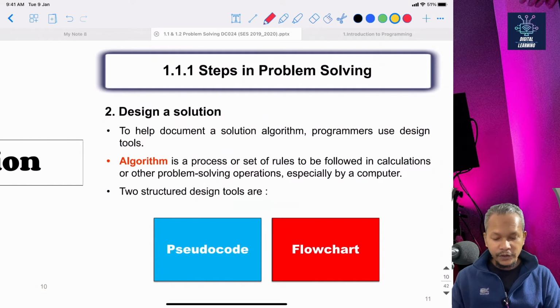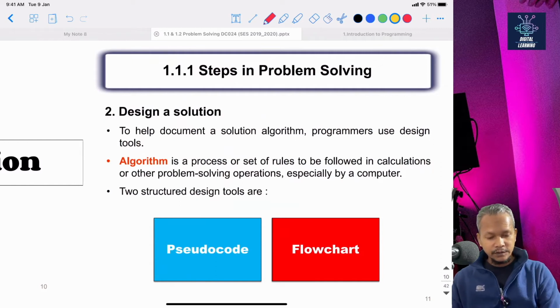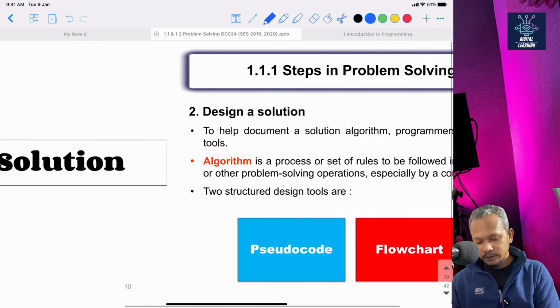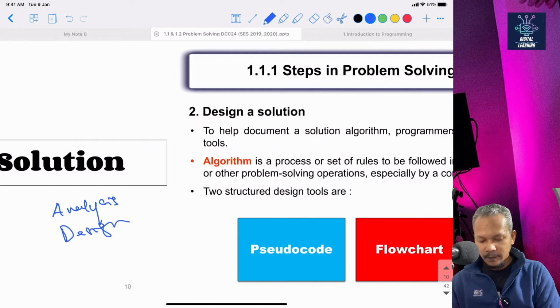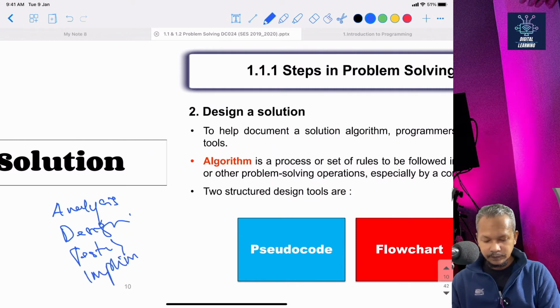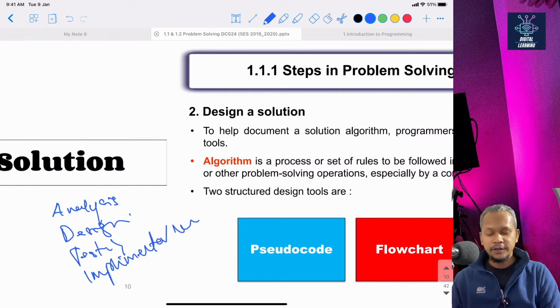Steps in problem solving. So you still remember the steps to solve a problem. First is analyze, and then design, testing, implementation, and for the last, documentation.